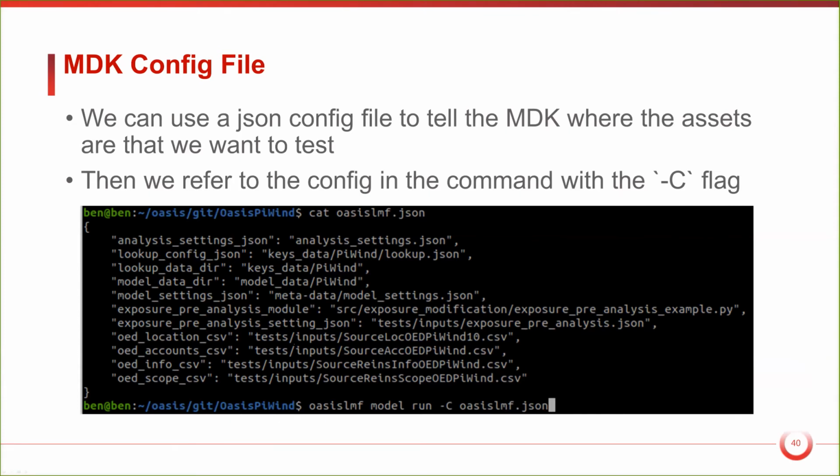So we've got a location file that we want to run here. We've got where our model data is, where our lookup data or keys data is. So we've got a number of things that we can just store. And then when we want to run it, we can just run Oasis model run with a -c for the config and refer to this Oasis LMF JSON file. So this is a bit of a shortcut to reuse a lot of these things rather than typing all of the options out every time.